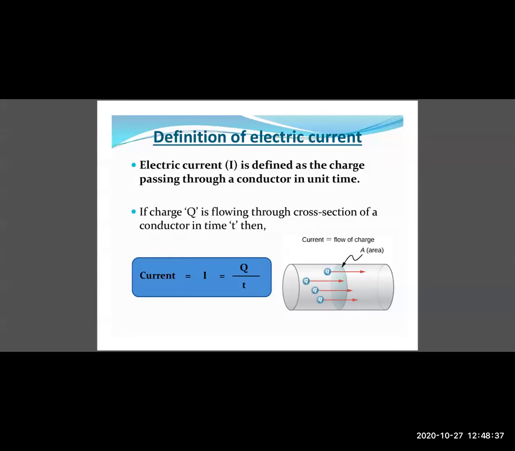Here q is the symbol for the charge, which can be represented by the moving electron. Current is defined as the charge passing through a conductor per unit time, and its mathematical expression is I equals q upon t. It is very important. Let us move on further.